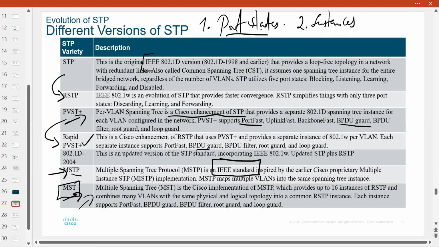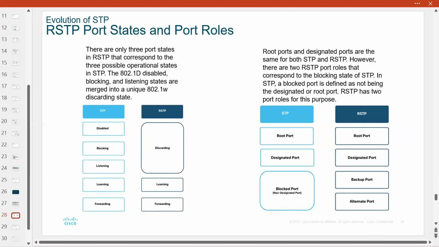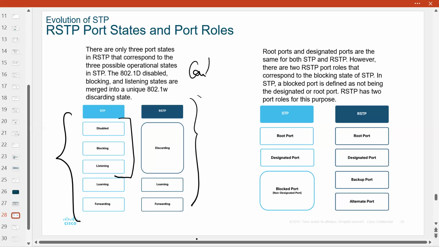Right, this is it for the different versions of STP. Let's look at port states and port roles. Here, I think this is an explanation of the difference between STP and RSTP. With STP, we have 5 states, as I mentioned. With RSTP, rapid, we have 3 states, because some states collapse into one. What that does is help in terms of faster convergence.